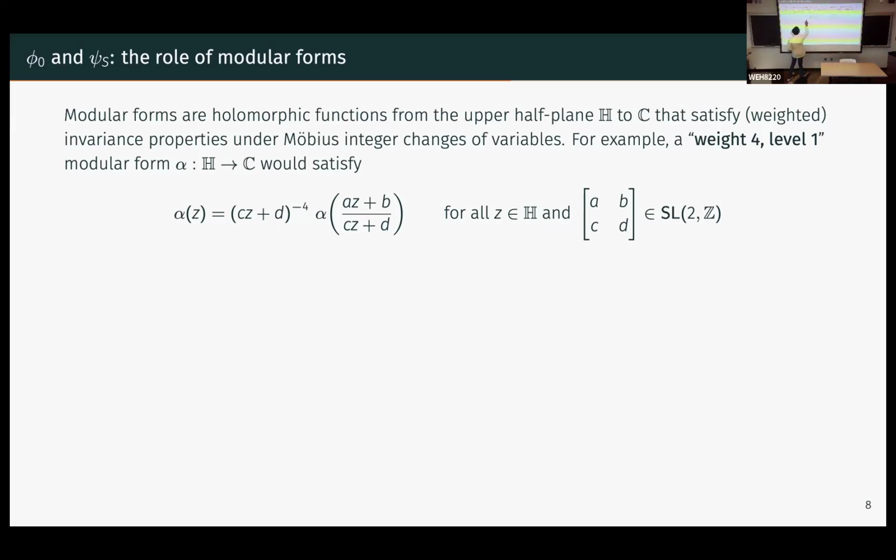The weight is this number here. So weight 4 means that I want this function alpha to satisfy: I take this bottom row of this Möbius transformation, CZ plus D, and I raise that to the -4th power. And when I multiply that, I get back what I started with.